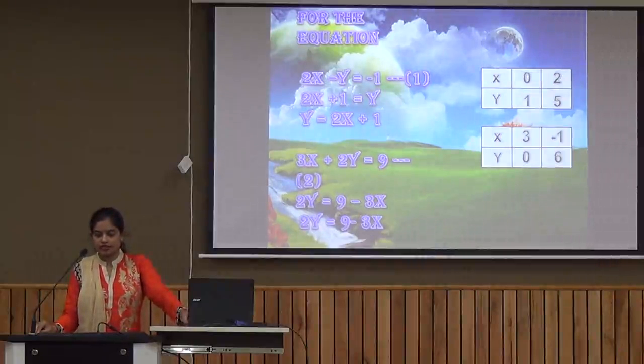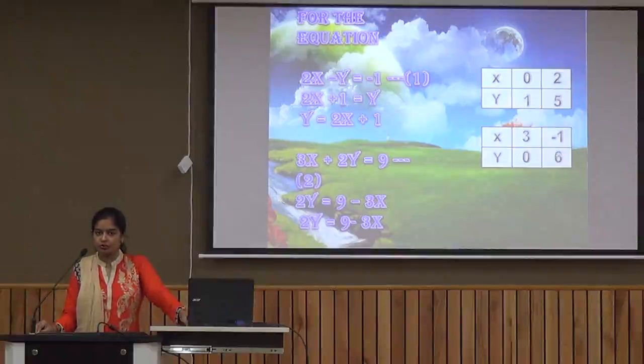On the right hand side you can see that we have found two values of x and y. If we put the value of x as 0, we will get the value of y as 1. And if we put the value of x as 2, you will get the value of y as 5.